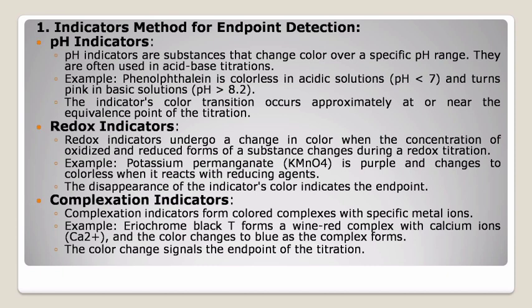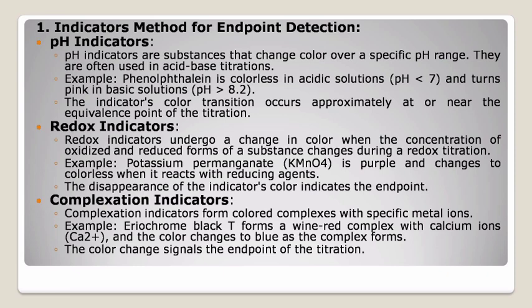B. Redox indicators. Redox indicators undergo a change in color when the concentration of oxidized and reduced forms of a substance changes during a redox titration. Example, potassium permanganate, KMnO4, is purple and changes to colorless when it reacts with reducing agents. The disappearance of the indicator's color indicates the endpoint.